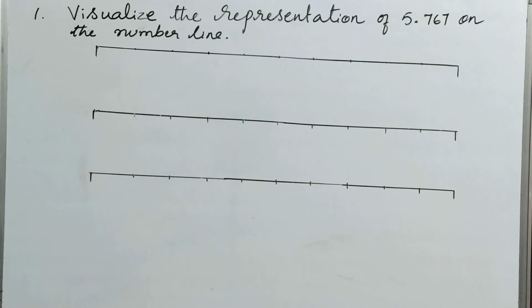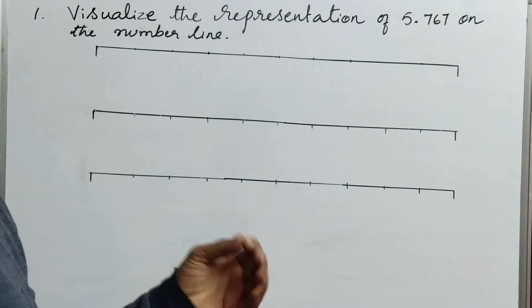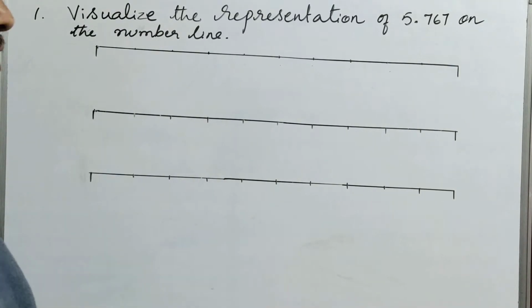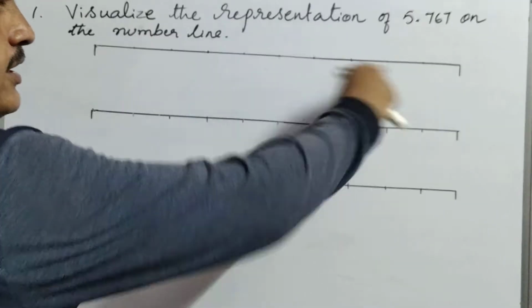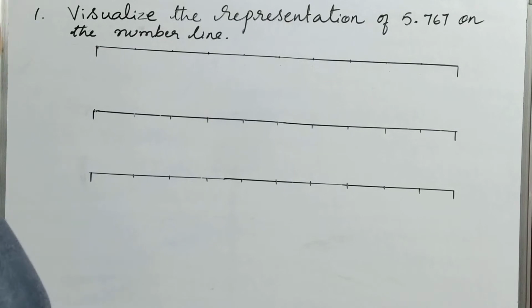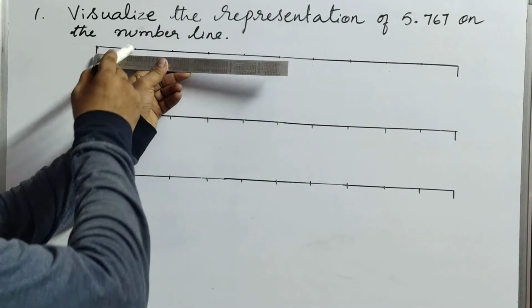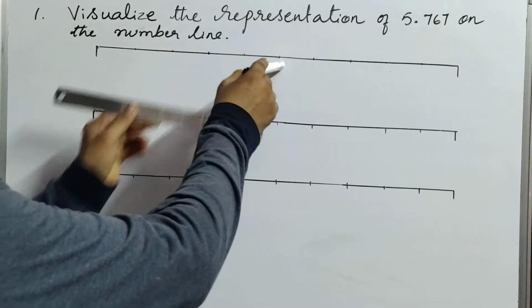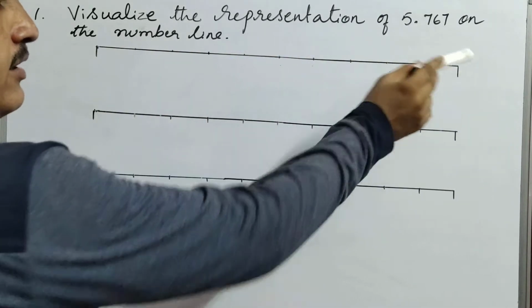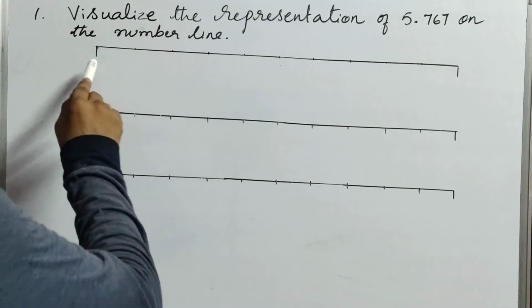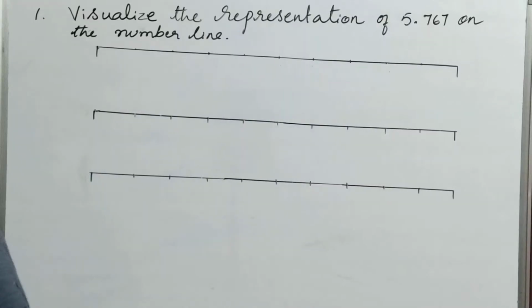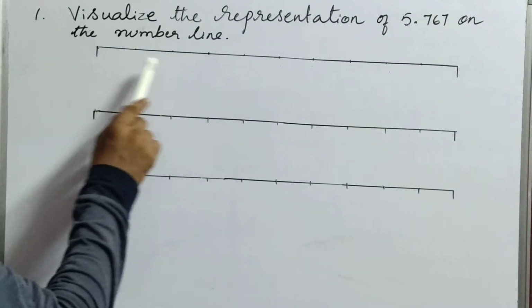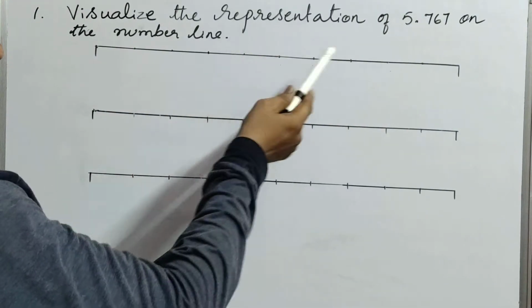Okay, children. All of you take out your scale. It is very easy, children. Take out your scale and draw a 10 centimeters line, and mark 1, 2, 3, 4, 5, 6, 7, 8, 9 and so on. Means 10 units, 10 centimeters. Why 10 centimeters? Because I'll tell you now.